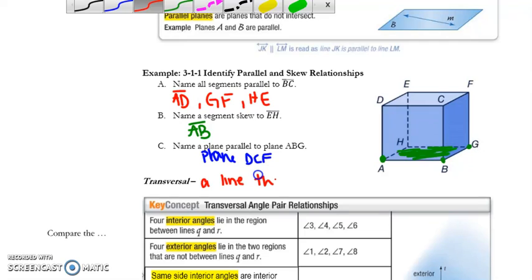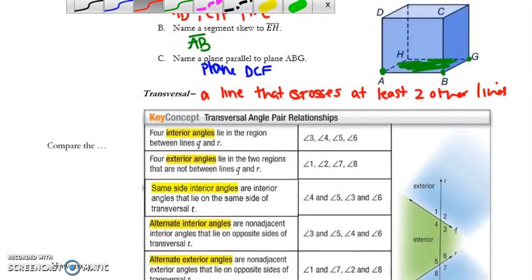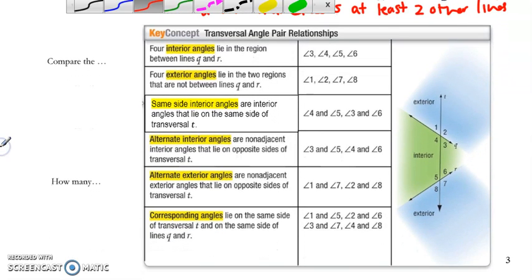Now a transversal is a line that crosses at least two other lines. That's called a transversal. Okay, so we're going to look at what happens when we have a transversal, and that's interior, exterior, same side interior, alternate exterior, and corresponding. So we've got a lot of different relationships that happen here.